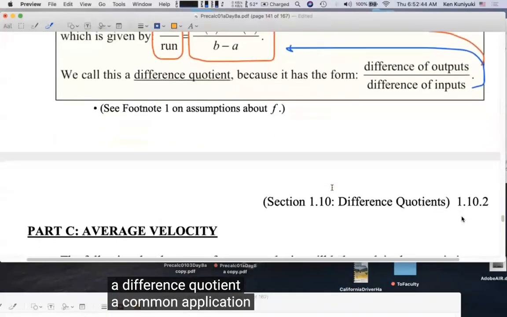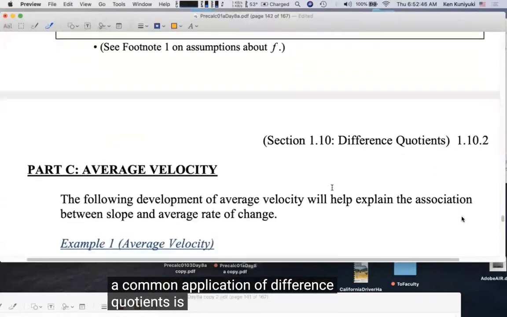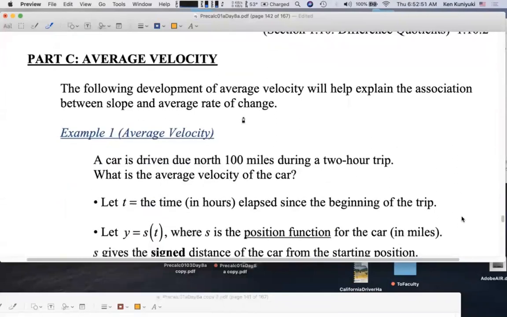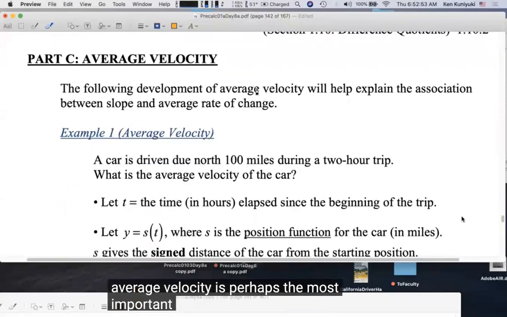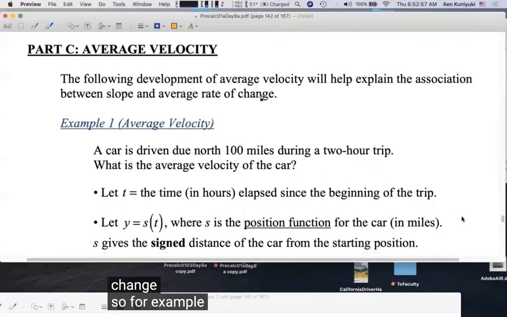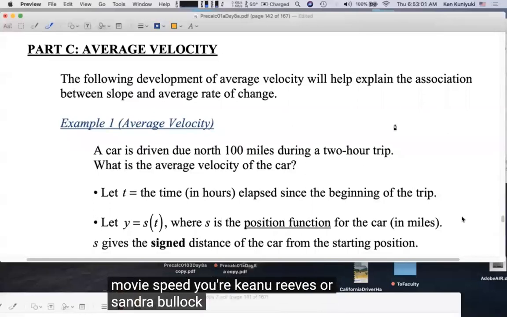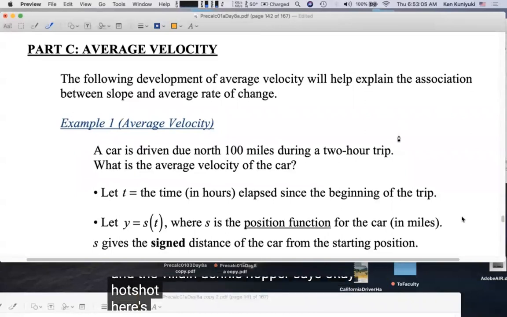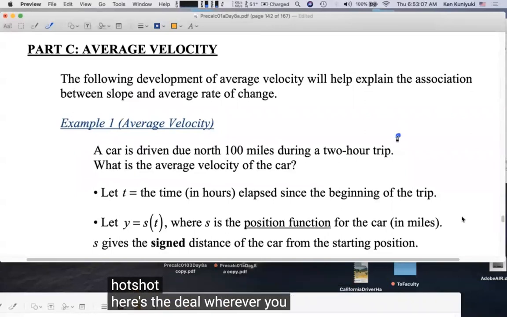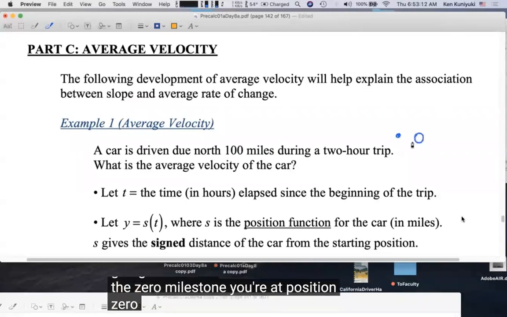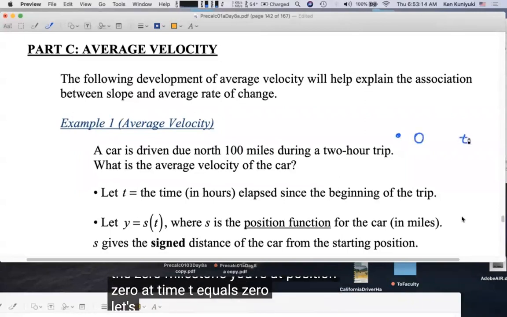A common application of difference quotients is average velocity. Average velocity is perhaps the most important example of an average rate of change. So for example, let's say you're in the movie Speed. You're Keanu Reeves or Sandra Bullock. And the villain, Dennis Hopper, says, okay, hotshot, here's the deal. Wherever you are, we're going to call that the 0 milestone. You're at position 0, at time t equals 0. Let's say noon.